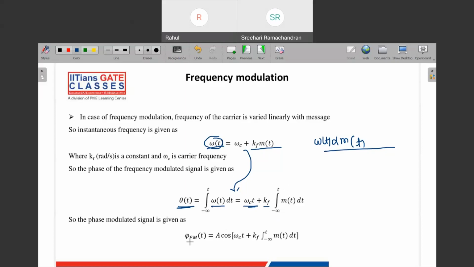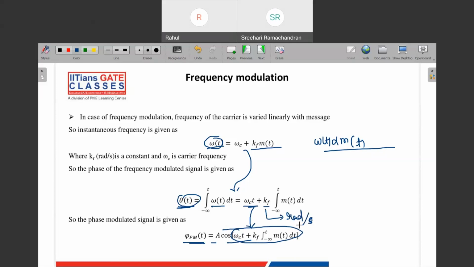So now, in this case, the modulated signal will be given as A cos omega c t, where this is the complete theta(t). We are just replacing this theta(t) with this term, which is omega c t plus kf times the integration of m(t) dt. Now in this case, the unit of kf is radian per second.